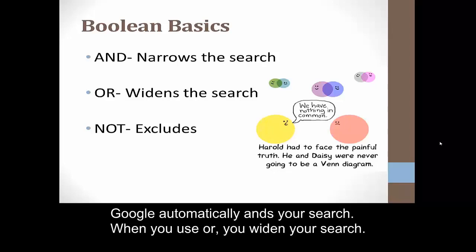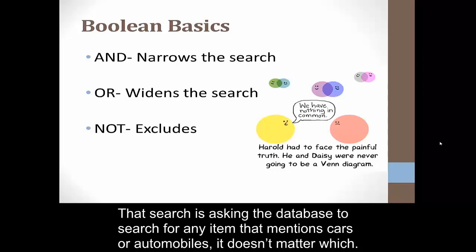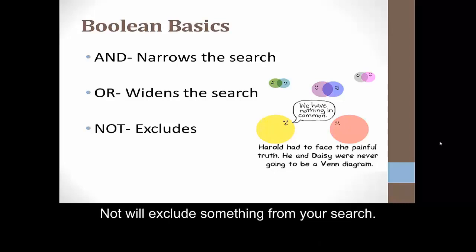When you use OR, you widen your search. This is great to use for synonyms like cars or automobiles. That search is asking the database to search for any item that mentions cars or automobiles. It doesn't matter which. Not will exclude something from your search.